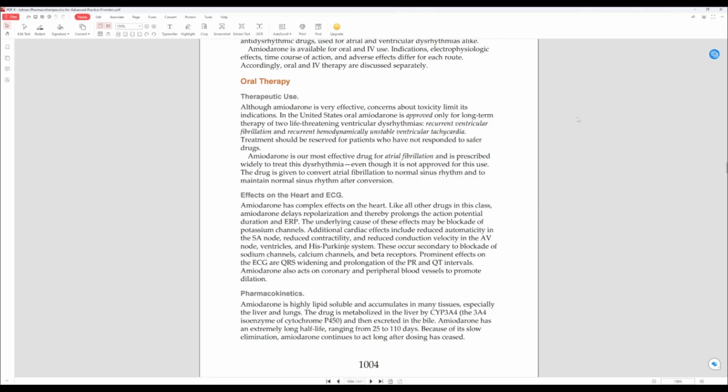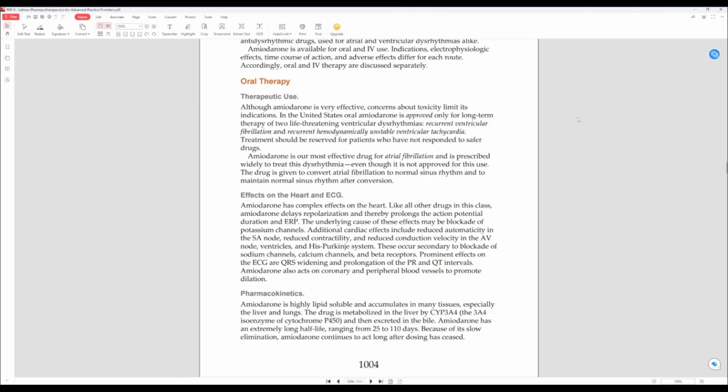In the US, oral amiodarone is approved only for long-term therapy of two life-threatening ventricular dysrhythmias: recurrent ventricular fibrillation and recurrent hemodynamically unstable ventricular tachycardia. Treatment should be reserved for patients who have not responded to safer drugs.